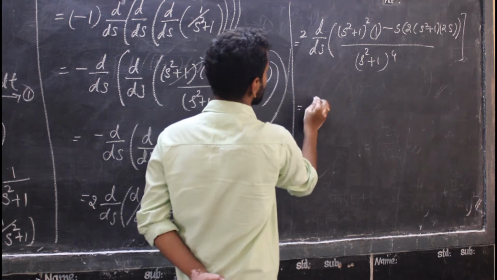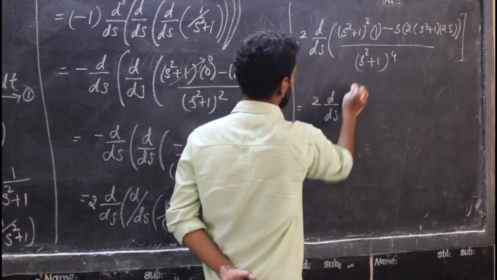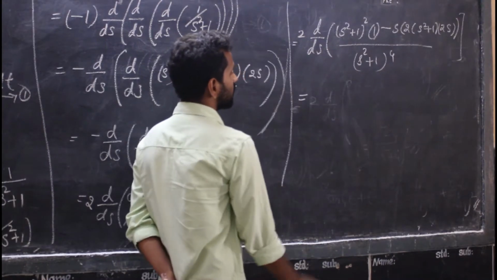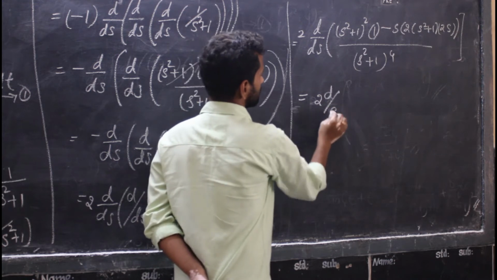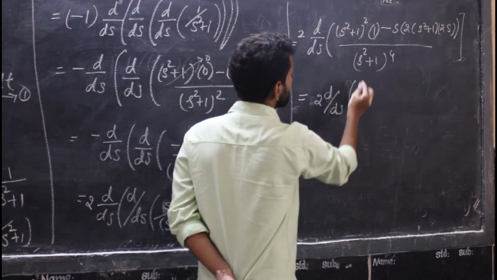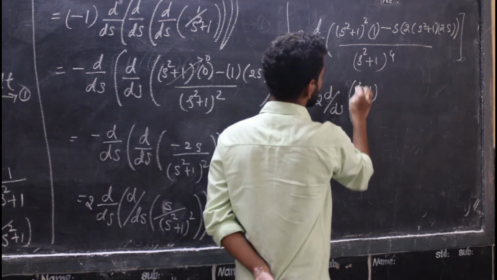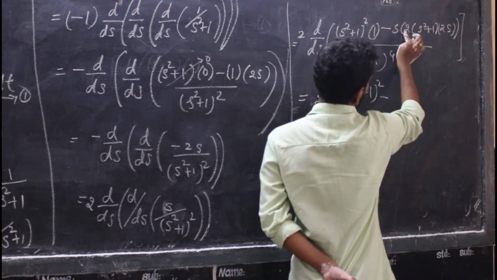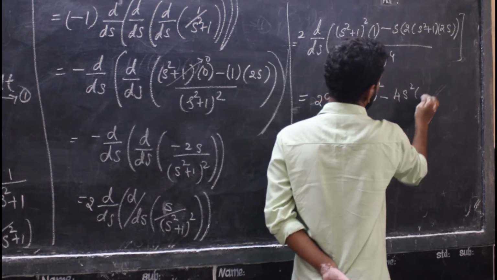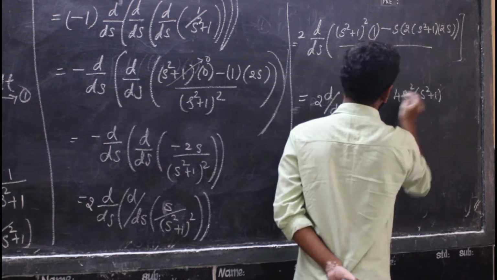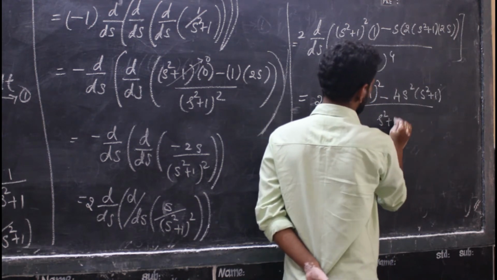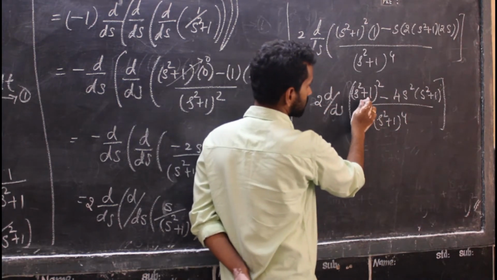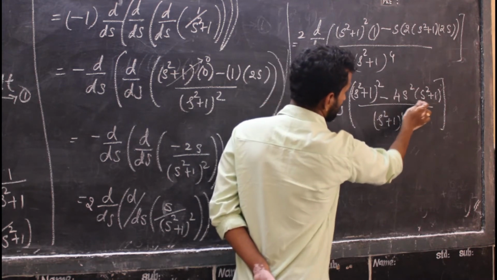So this implies 2 into d by ds. Now I am going to simplify this clearly. So this becomes s square plus 1 whole square minus s into 2s square into 2, that becomes 4 s square into s square plus 1, divided by s square plus 1 whole power 4. Now what is common for me here? S square plus 1 whole square, s square plus 1 I have, s square plus 1 I take outside.